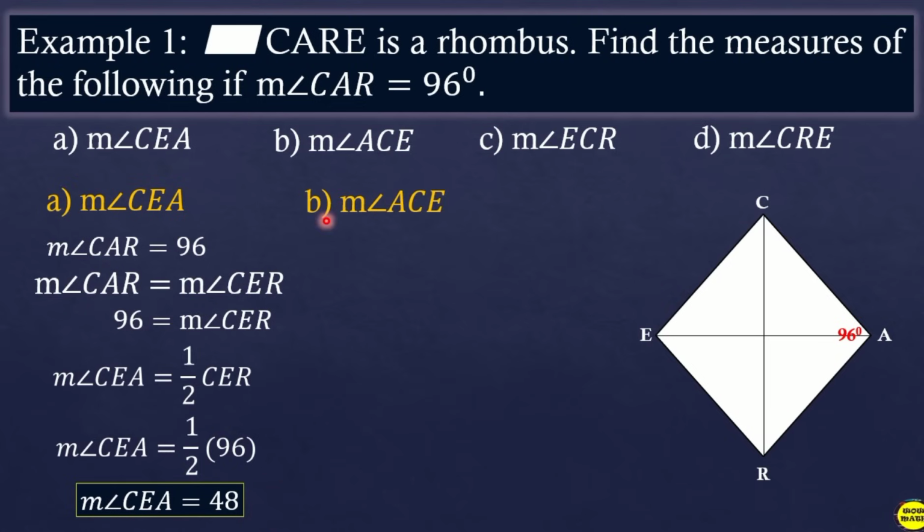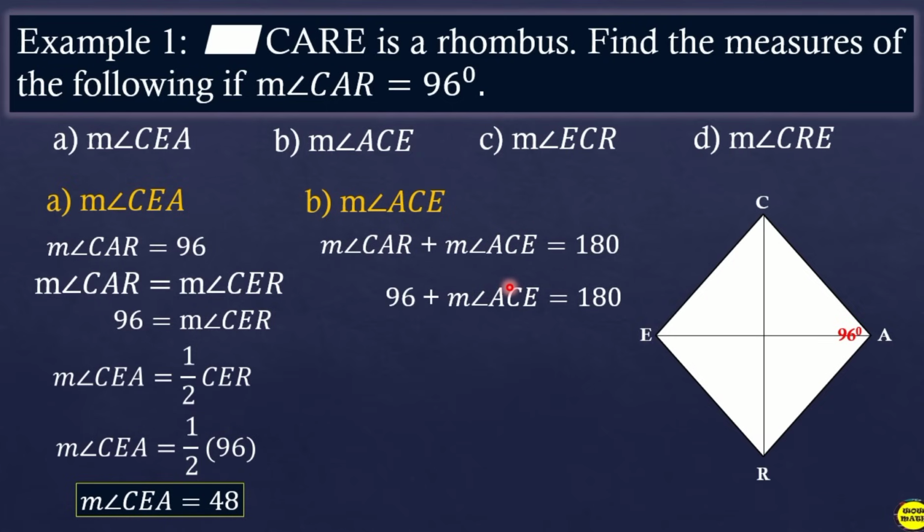Okay? Next, angle ACE. So, we will get the measure of angle ACE. So, this is ACE. Okay. Now, angle CAR and the measure of angle ACE are supplementary. Okay? So, itong angle na to, at itong angle na to, si ACE, ang sukat po nilang dalawa, pag inadd natin, dapat supplementary, dapat 180. Kasi consecutive angles yan. Si angle CAR at angle ACE are consecutive angles. So, dapat 180 yan. So, yun po ang gagamitin natin.